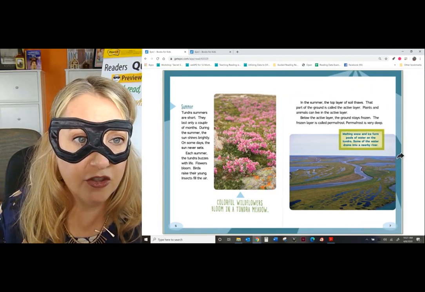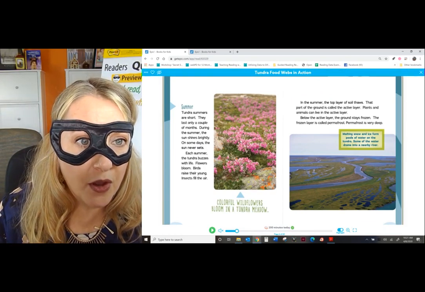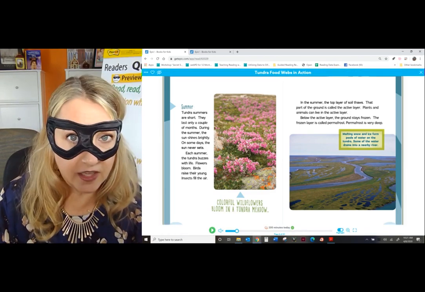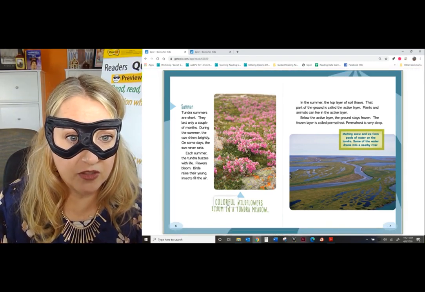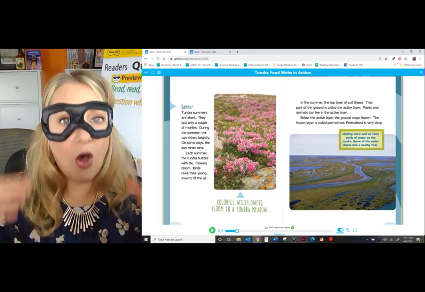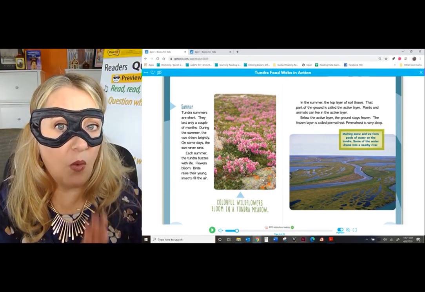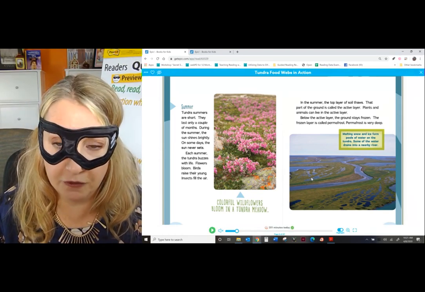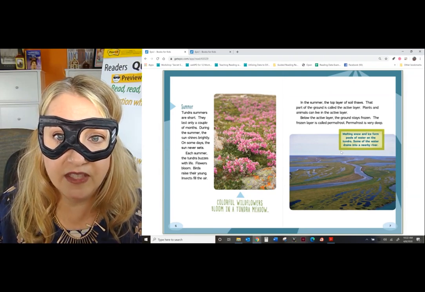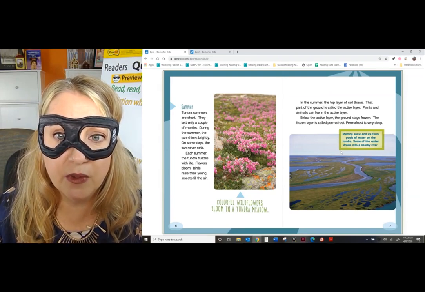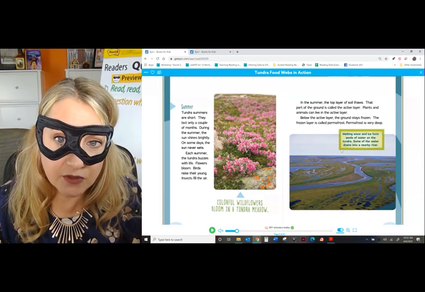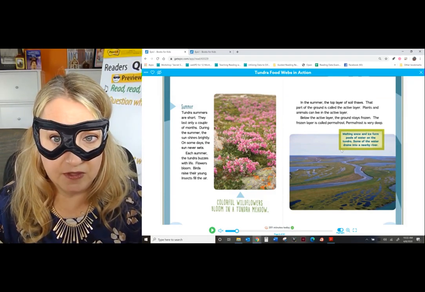Okay, so let's turn the page. And now I'm looking at the photo and the caption. It says summer. Okay, so in the summer, looks like there's no snow here. And then what's the caption say? Colorful wildflowers bloom in the tundra meadow. Okay, so although I think it's a cold place, maybe there's not snow all the time. Let's look over here. There's a photo with a caption. Melting snow and ice form pools of water on the tundra. Some of the water drains into a nearby river. Okay, so it does melt. So it does have snow, but then it melts.